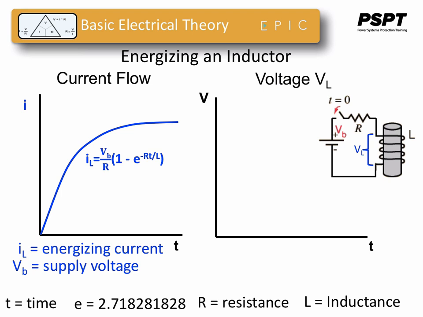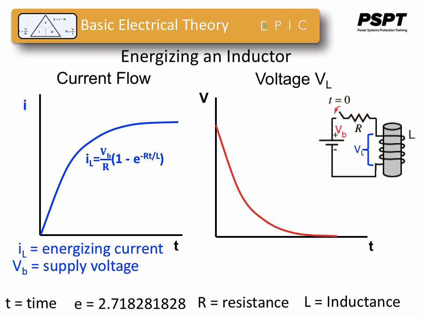t equals 0. When t is equal to infinity, or after a long period of time, the term e to the minus RT all over L disappears. So you're left with VB over R times 1, which is the supply voltage over the resistance, which is just Ohm's law. And again, the inductor acts as a short circuit after a long period of time.